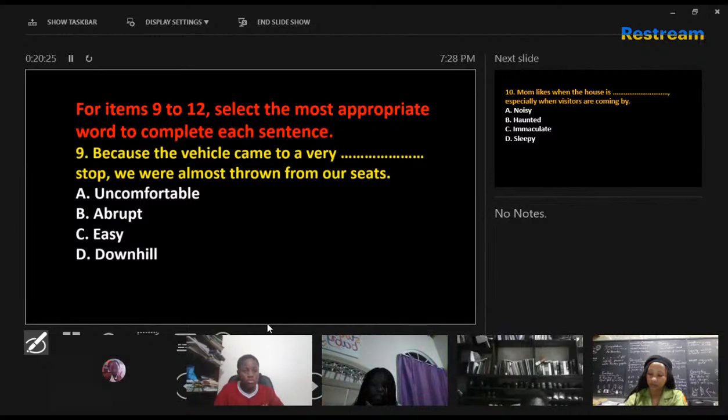because abrupt is a synonym of sudden. And when the vehicle makes a sudden stop, because you were just moving, it kind of pushes you forward. So if it made a very sudden stop, you'd almost get thrown out of your seat. All right, so that's correct. Abrupt means sudden. Uncomfortable is kind of close, but if you are almost thrown from your seat, that's not just uncomfortable, right? So it is something sharper than that we're looking for. So it's abrupt.